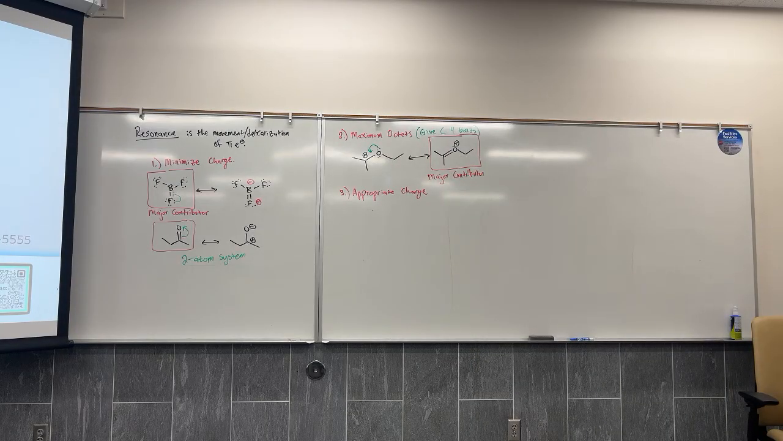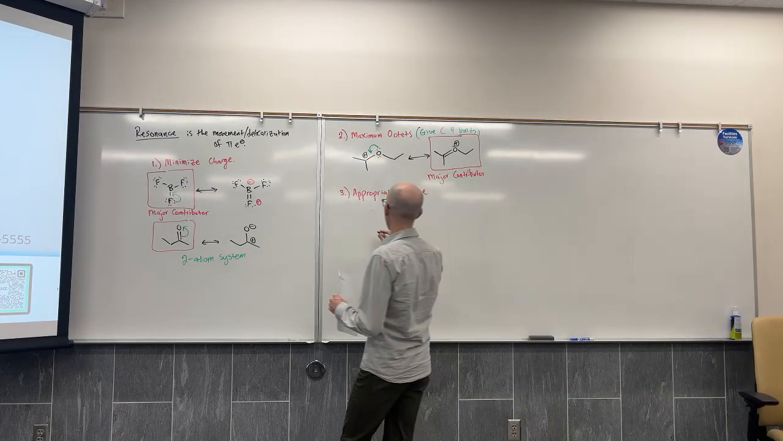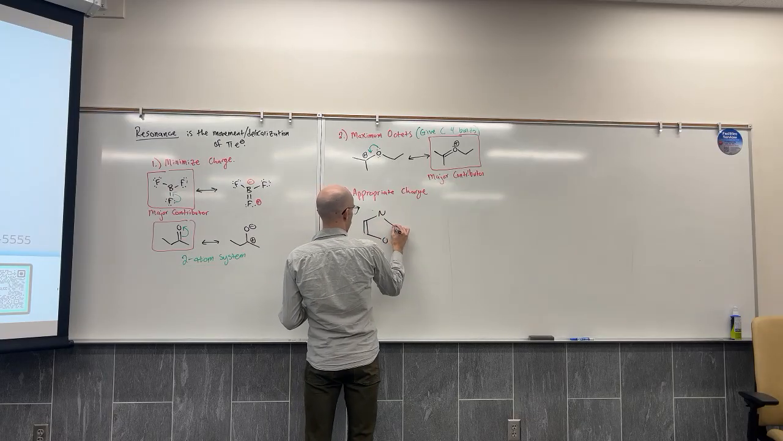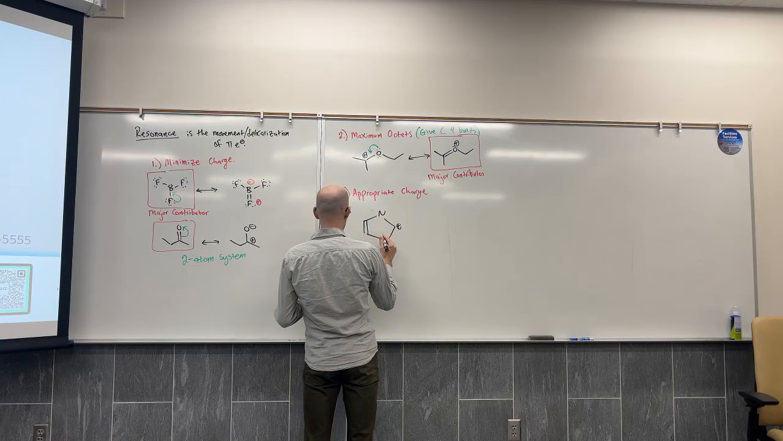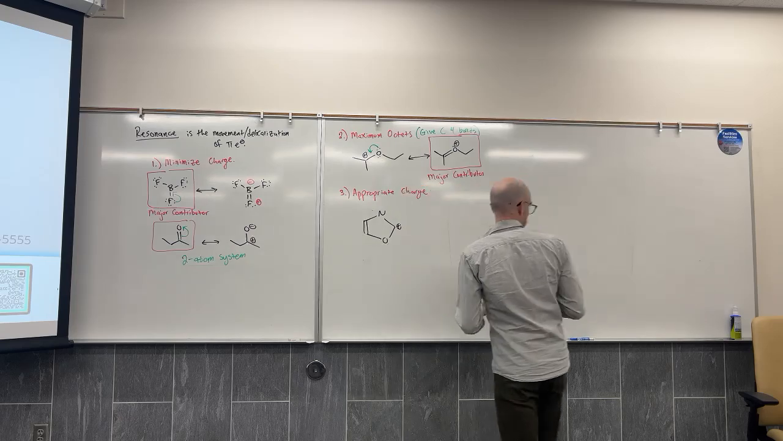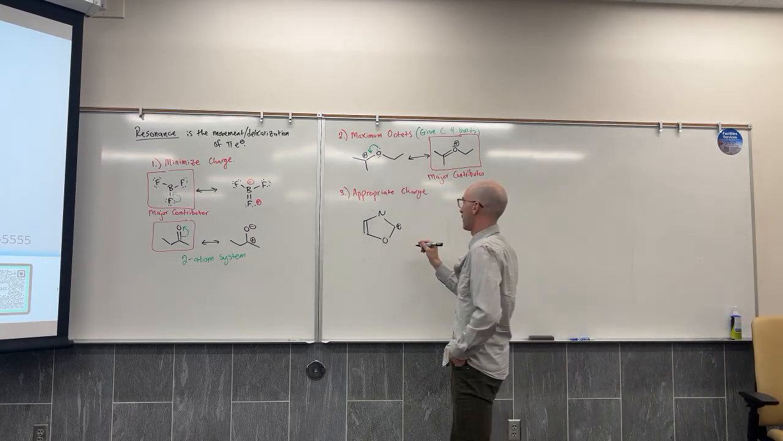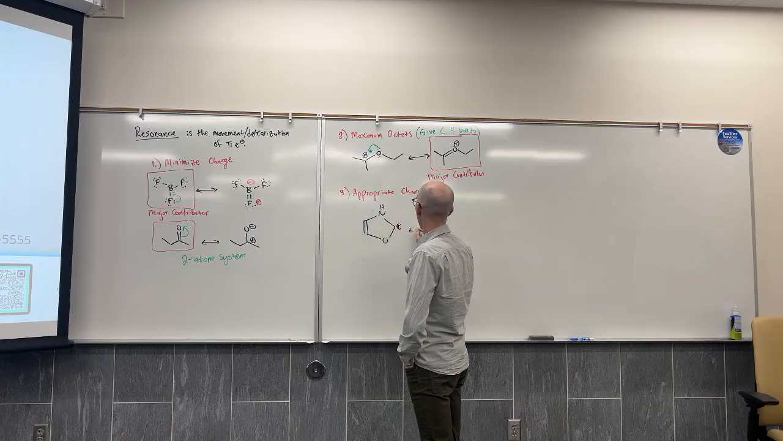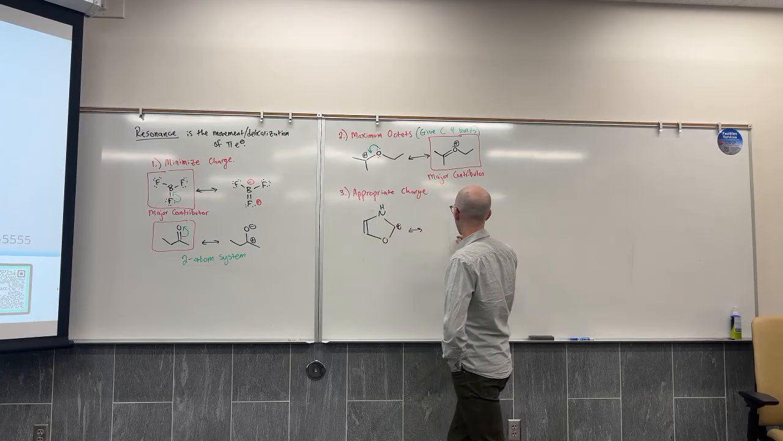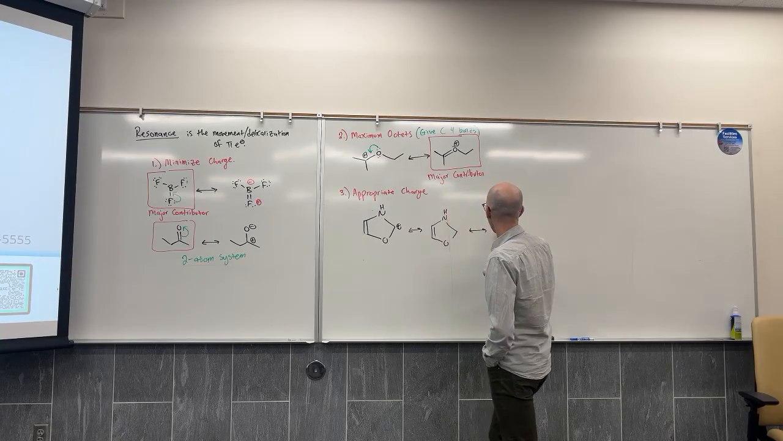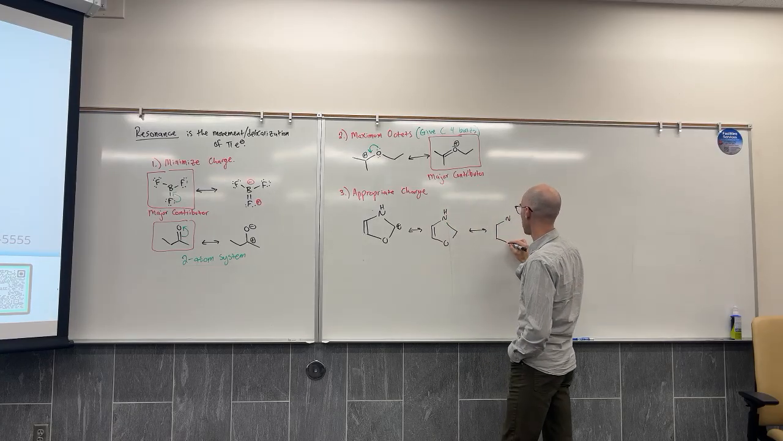So I want to give us the next structure, which is this 5-membered ring, nitrogen, oxygen, and a carbocation. Now this is going to look like a 2-atom system at the start, but we're going to have 2 additional resonance forms. And once we get to the other 2 resonance forms, we'll see how it turns into a 3-atom system.